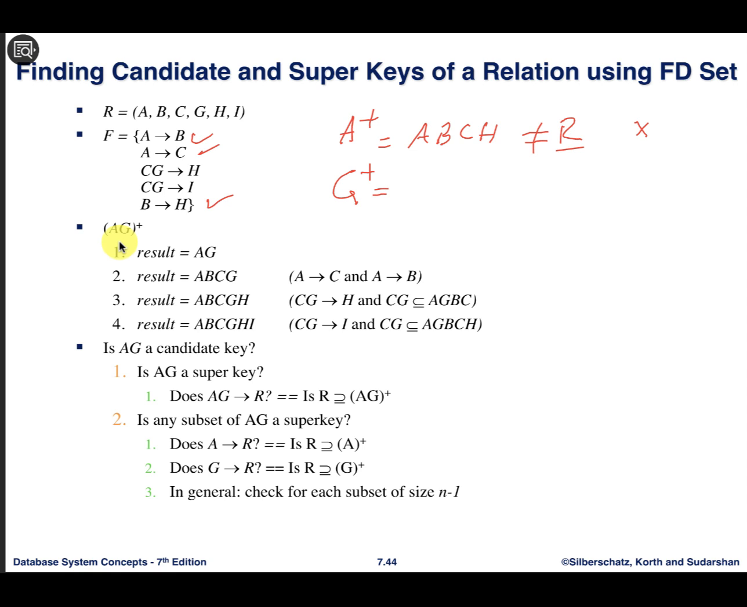Check G, because G belongs to one subset of attribute AG. So G in this case is going to have what? Only itself, because they don't have anything else. Because they put this one in the result, then done. That belongs to the result R. So in this case, AG, yes, is a super key and candidate key.